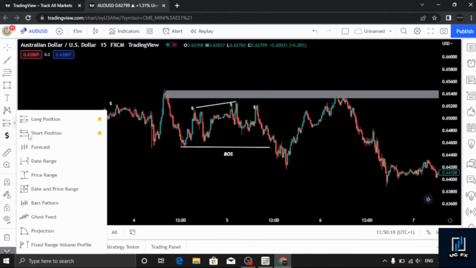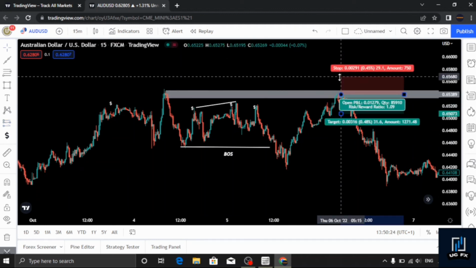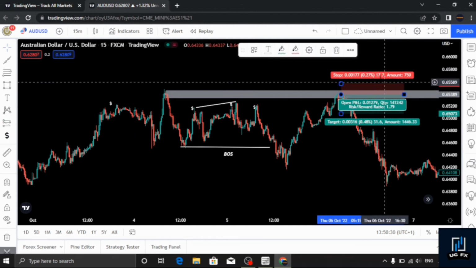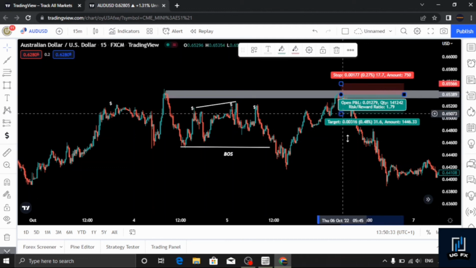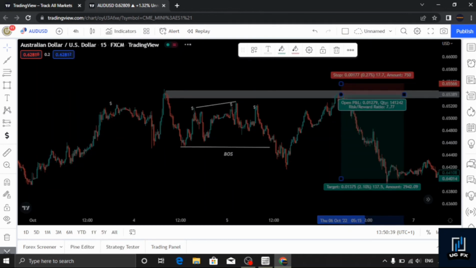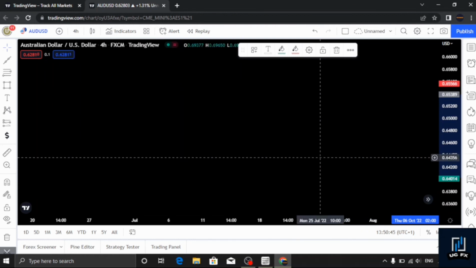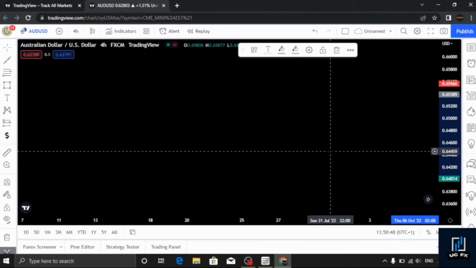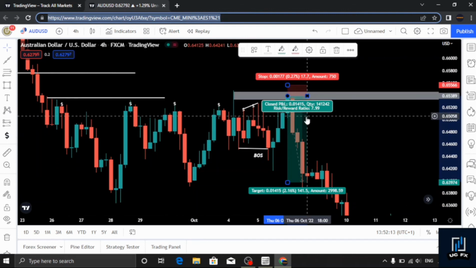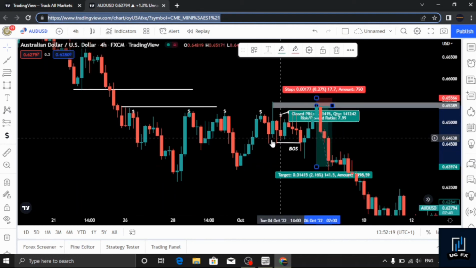So if you had taken your entry from this point, your stop loss will be slightly above this 15 minutes time frame order block, and you'll be having as little as 17 pips of stop loss, and then you target the next lows using the higher time frame. Let's say the H4 time frame. So you need to target the next lows on the H4 time frame. So you'll be targeting these lows, and then you'll be having almost a 1 to 8 risk to reward ratio, and this is it. So this is basically how you can identify and trade imbalances.